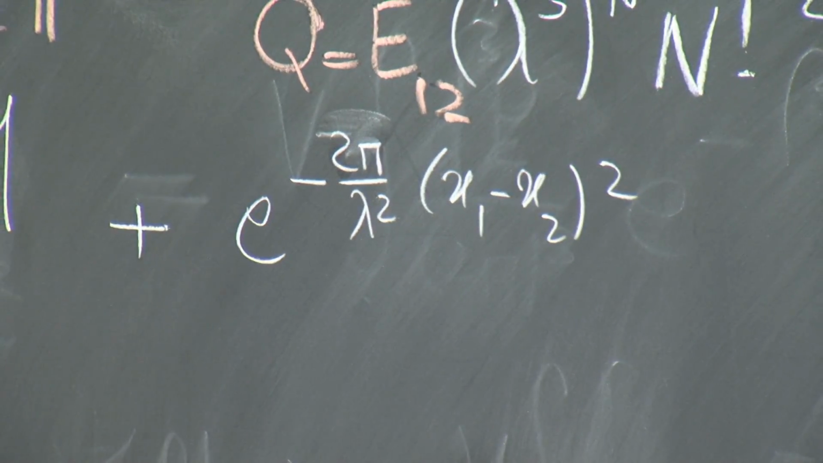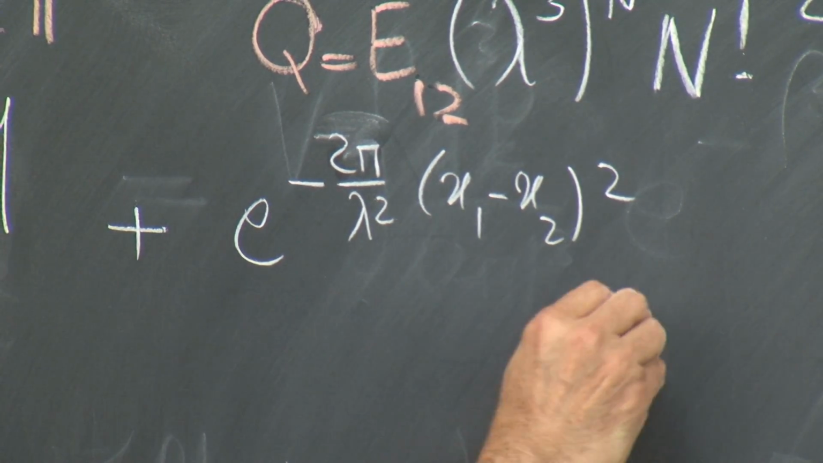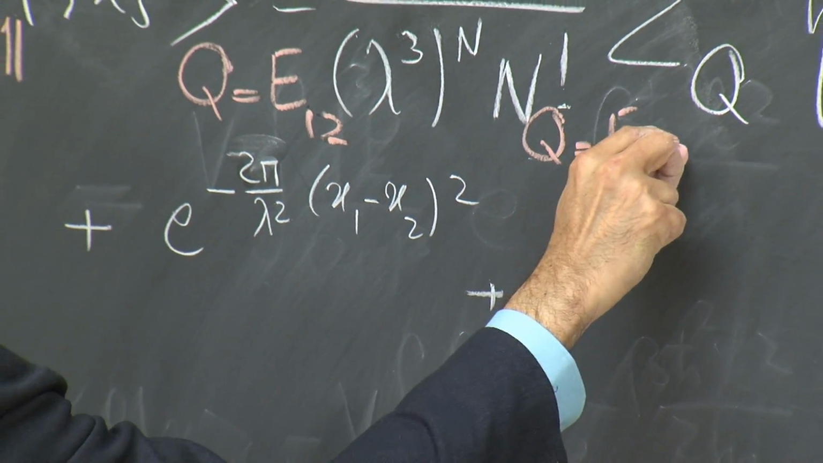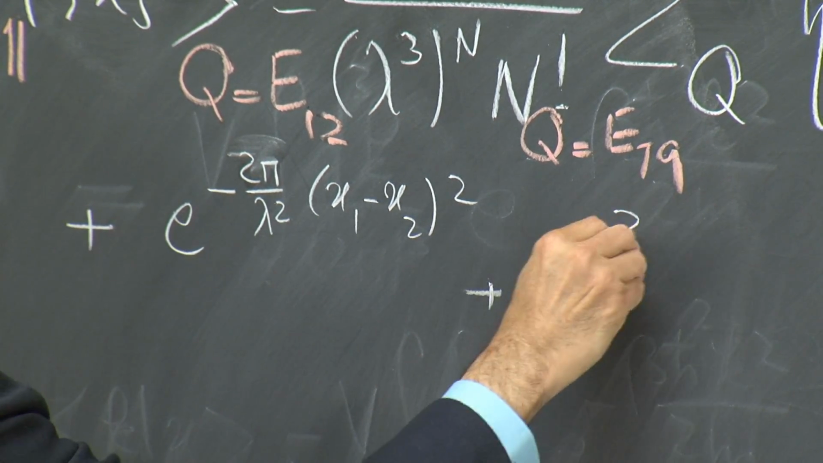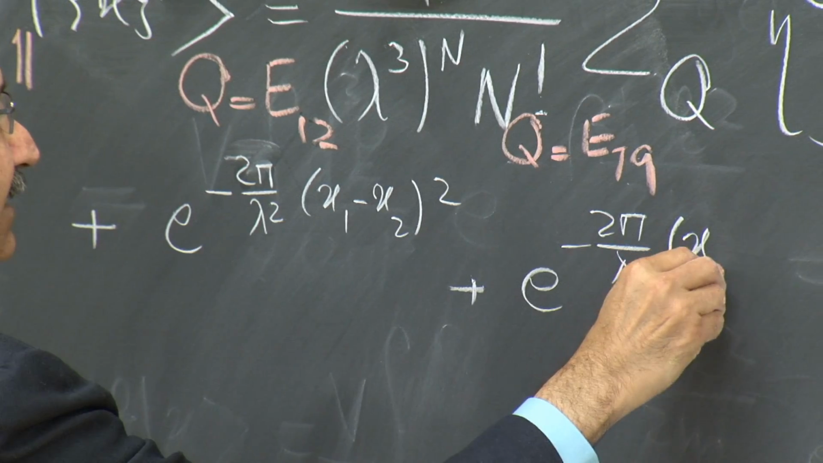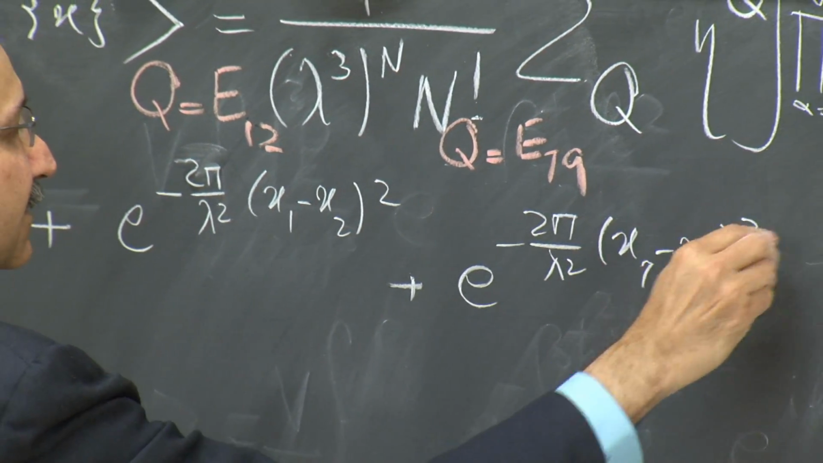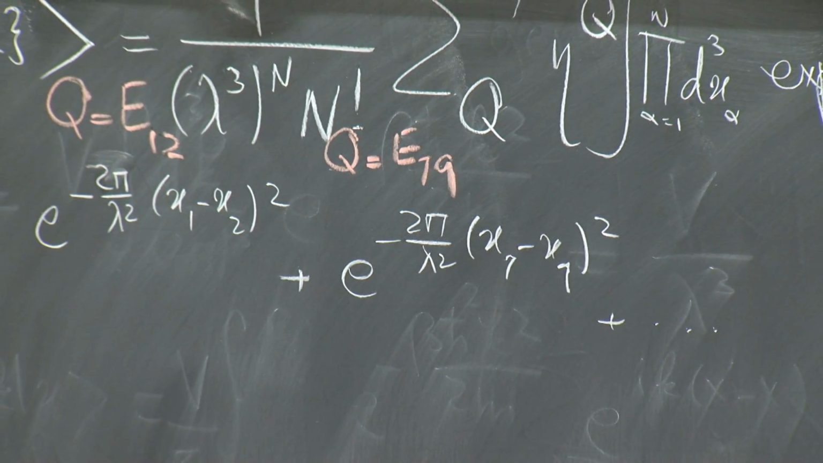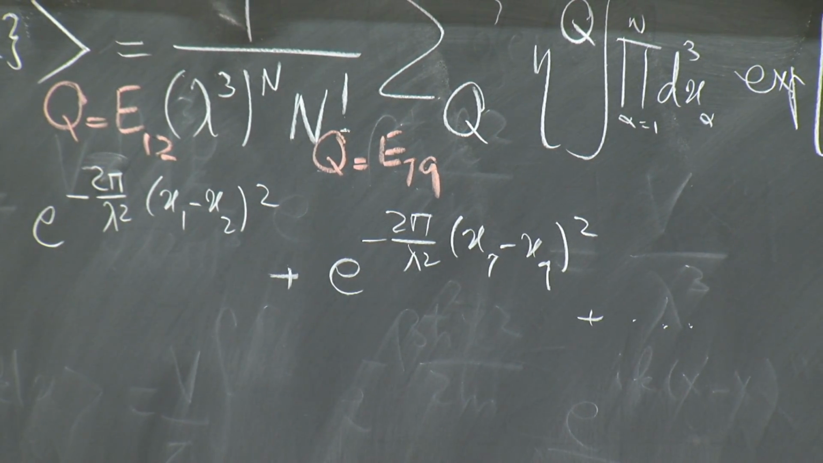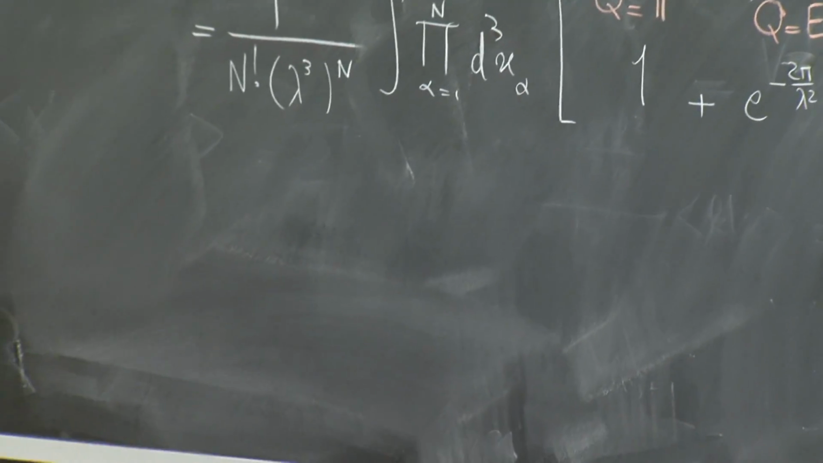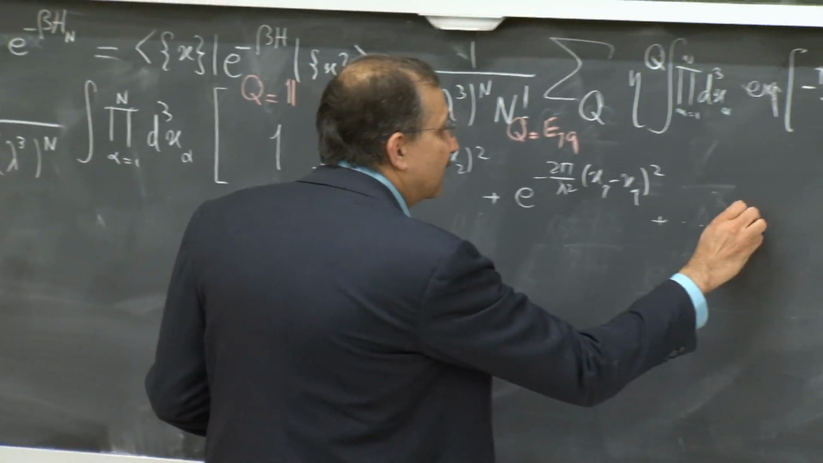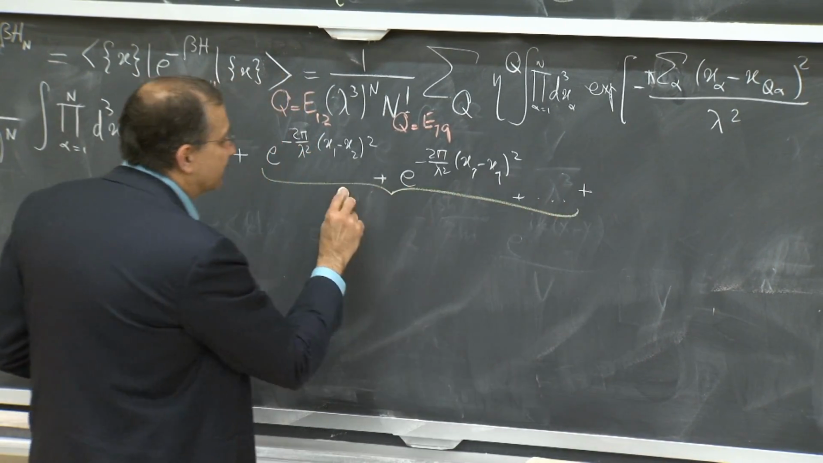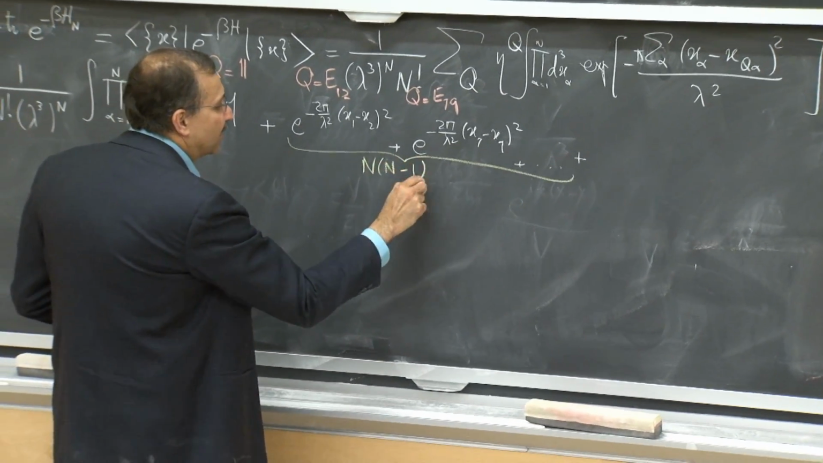But then there's a whole bunch of other terms that I can do. I can exchange, let's say, 7 and 9, and then I will get here 2 pi over lambda squared x7 minus x9 squared. And there's a whole bunch of such exchanges that I can make in which I just switch between 2 particles in this whole story. And clearly, the number of exchanges that I can make is the number of pairs, n times n minus 1 over 2.